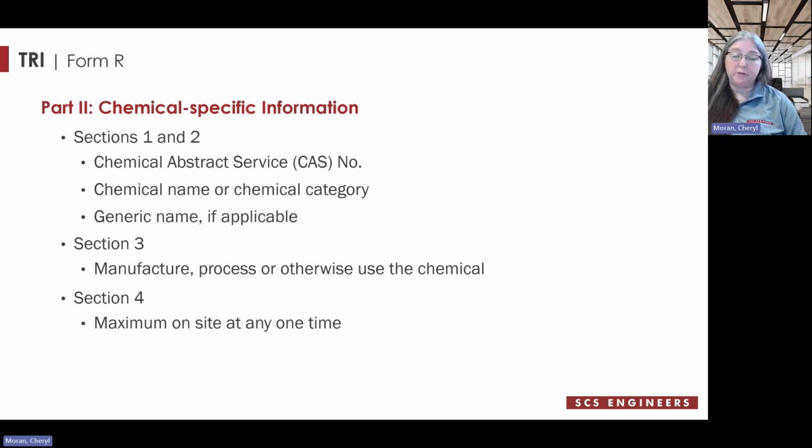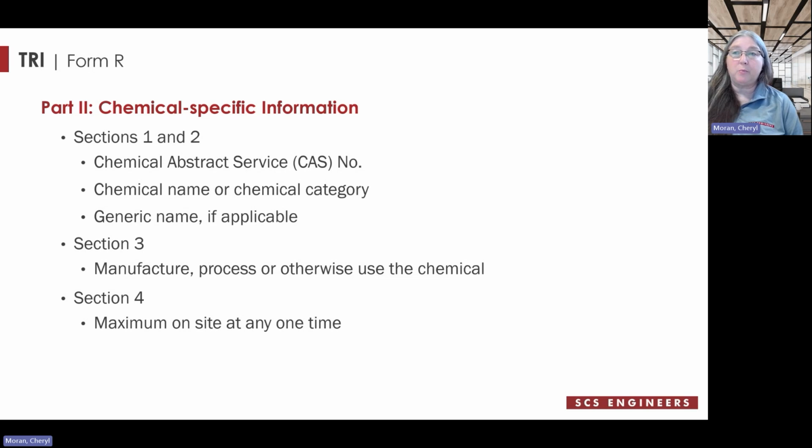Part 2 is chemical-specific information. There are 8 sections to this. Sections 1 and 2 are about the chemical, where we're going to put in the Chemical Abstract Service, or CAS, number, the chemical name or chemical category, the generic name if it's applicable. And then there's a section where we will indicate whether this material is manufactured, processed, or otherwise used.